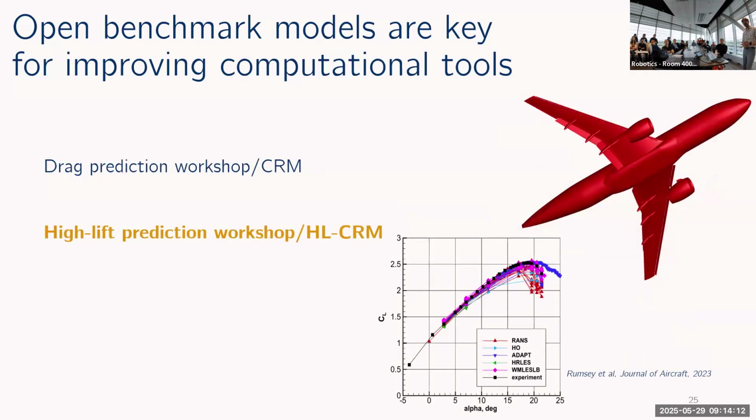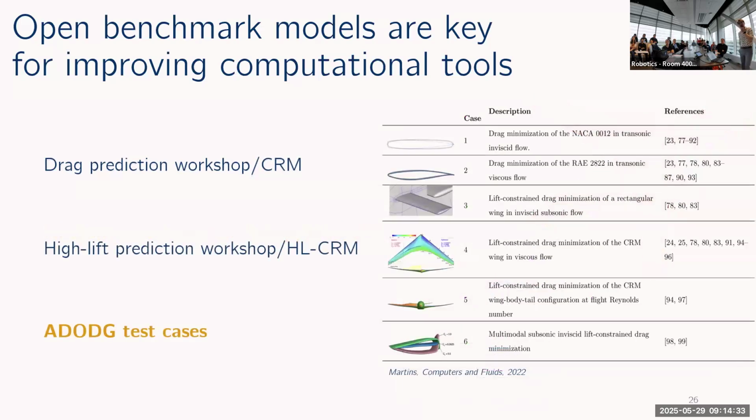And so the drag prediction workshop and the CRM were so successful that they created a high lift version of the CRM. And that in the last couple of years, I think, has been very successful in testing the capability of different CFD methods in predicting CLmax, which is a very tough challenge. And then on the optimization side of things, there's no ongoing workshops, but there is this set of aerodynamic shape optimization test cases that have seen pretty good take up in the community. And so we wanted to come up with a similar benchmark model and problems for aerostructural optimization.